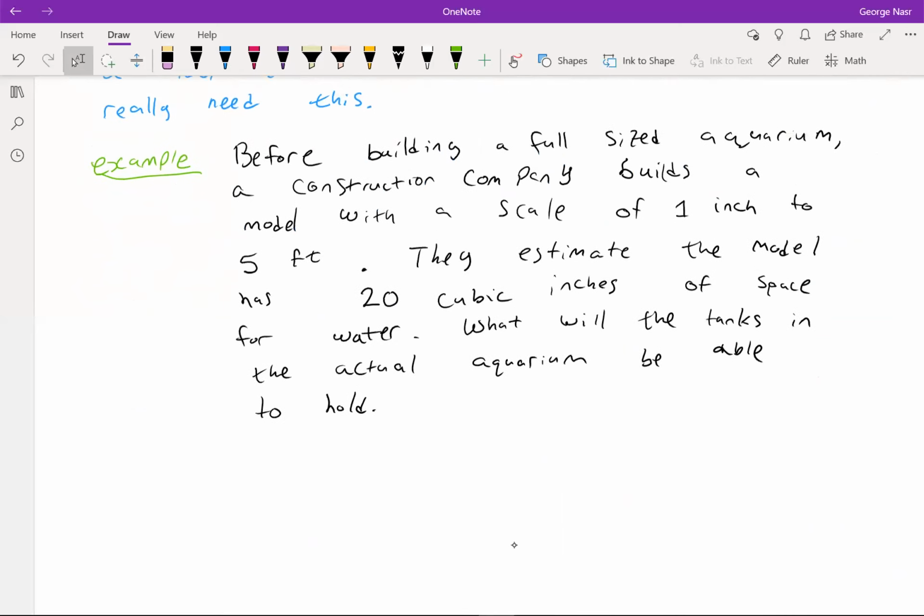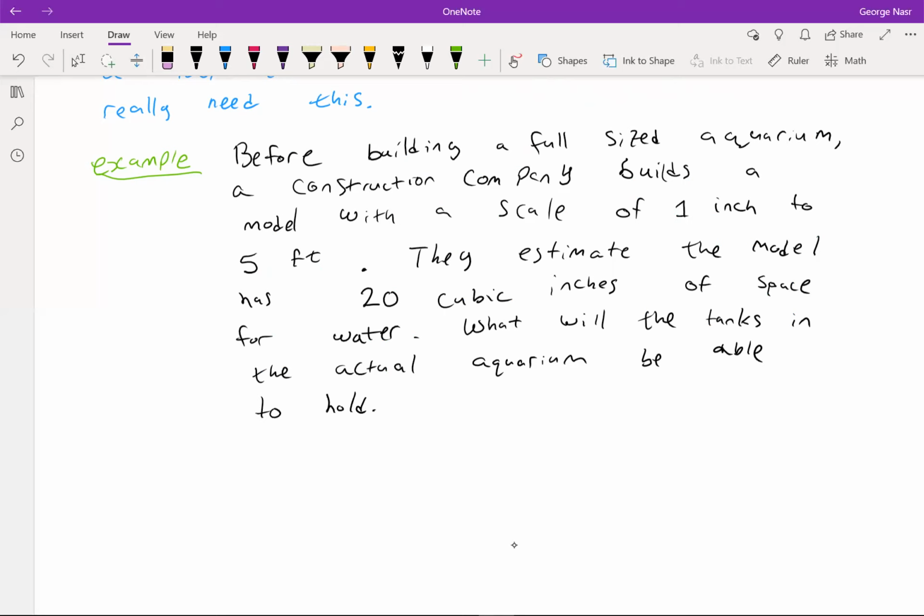So before building a full-sized aquarium, a construction company builds a model with a scale of 1 inch to 5 feet. Again, I am not saying 1 inch equals 5 feet here. I am saying that is a scale, like think about a map. They estimate the model has 20 cubic inches of space for water. What will the tanks of the actual aquarium be able to hold?